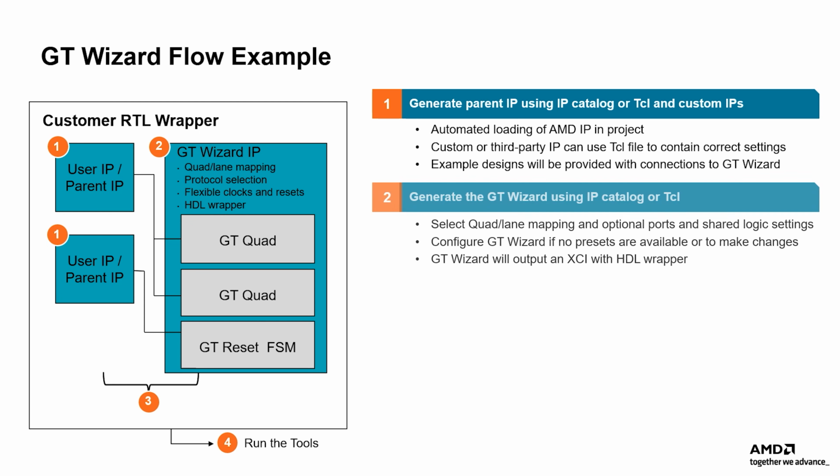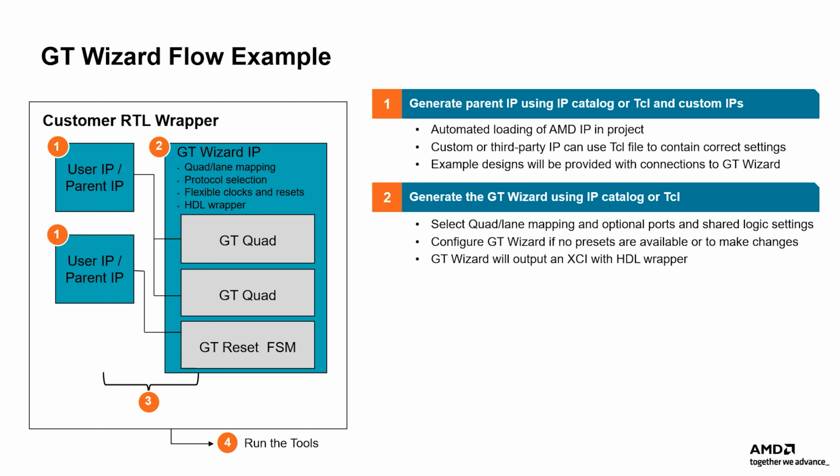After the parent IP is ready, they will then generate the GTWizard, which provides an RTL wrapper created around GT quad primitives and allows for basic customization of transceiver modes, lane and quad mapping, optional ports enablement, and instantiation of clock and reset helper blocks. Users can even start with presets or can make their changes manually if there are no presets.